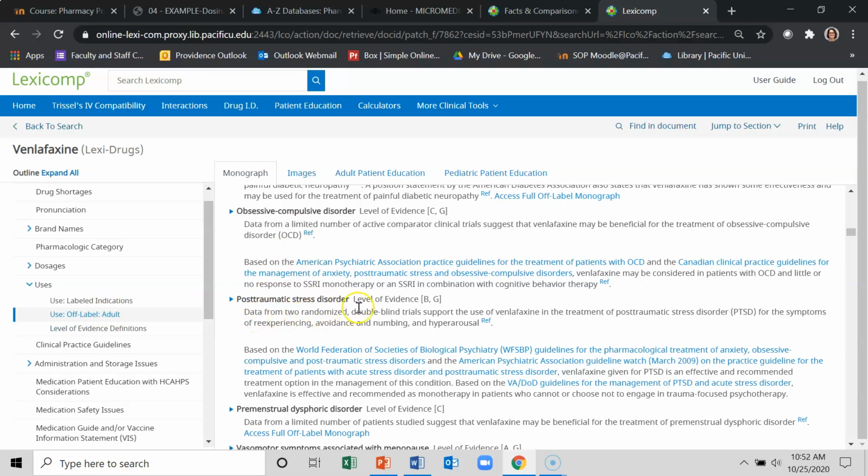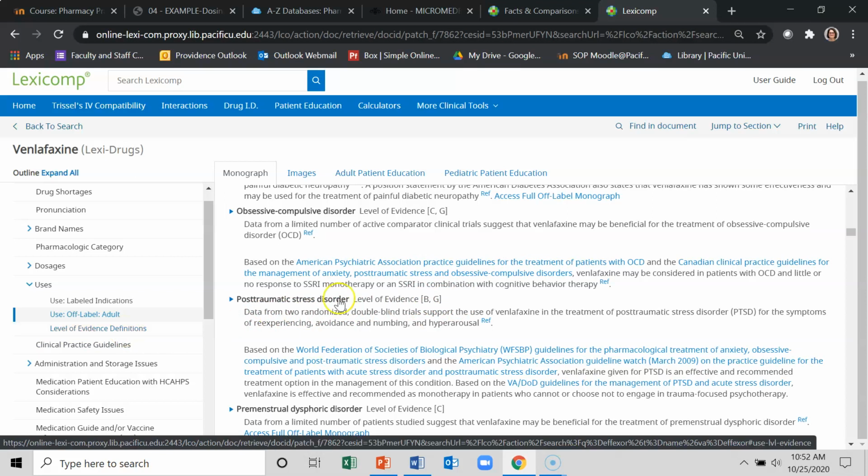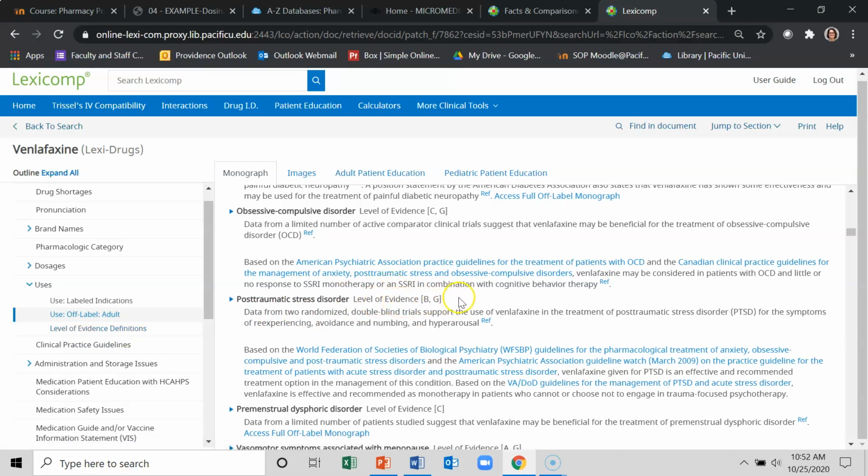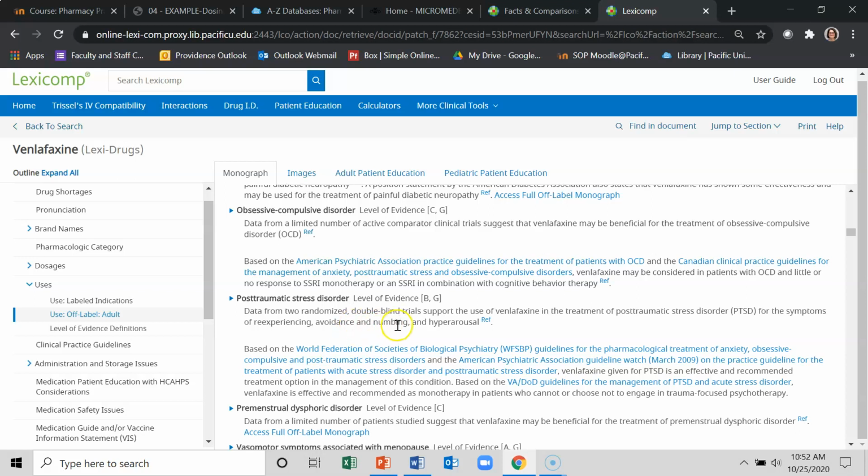And it looks like there is good evidence, and again, you can go to the evidence definitions if you don't remember what these categories mean. But I can see that there have been 2 clinical trials that looked at its use for PTSD, for symptoms that sound, some of them, similar to what my patient is experiencing: the re-experiencing or remembering or having flashbacks, avoidance and numbing, his family says he has been more withdrawn.